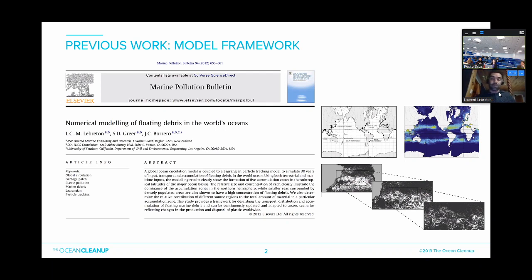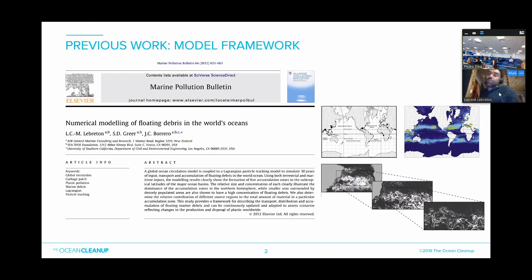So basically, they're particles that we release in a computer, and we have a bunch of data on ocean circulation. In that case, we use a model called ICOM, a global model, and we release particles from significant sources. We try different scenarios: coastal, river, and shipping scenarios. Then we release particles in the global ocean and track them for a period of time. And we observe in the model the formation of garbage patches in subtropical waters. That's a paper we published in 2012, and that's basically the model we use.